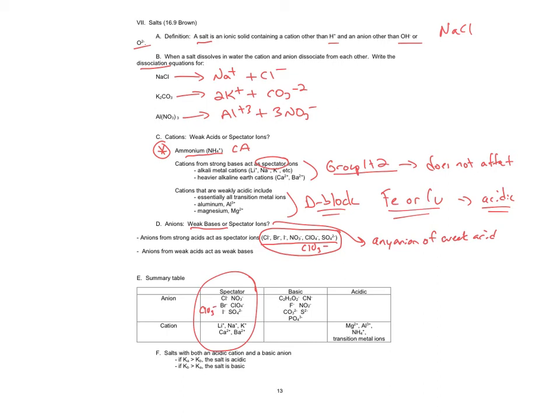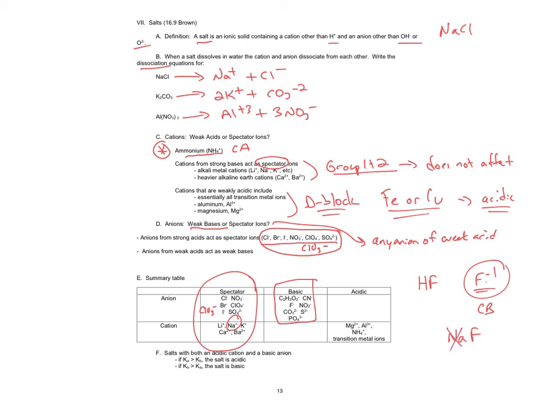Any salt containing these ions, any combination of these ions, would be a salt that does not cause the pH of water to change. However, any other anion that comes from a weak acid, for example, HF is a weak acid. The anion of it is F-. F- is a conjugate base and therefore will make water basic if it's a salt. So if you have, for example, sodium fluoride, sodium is a spectator ion.